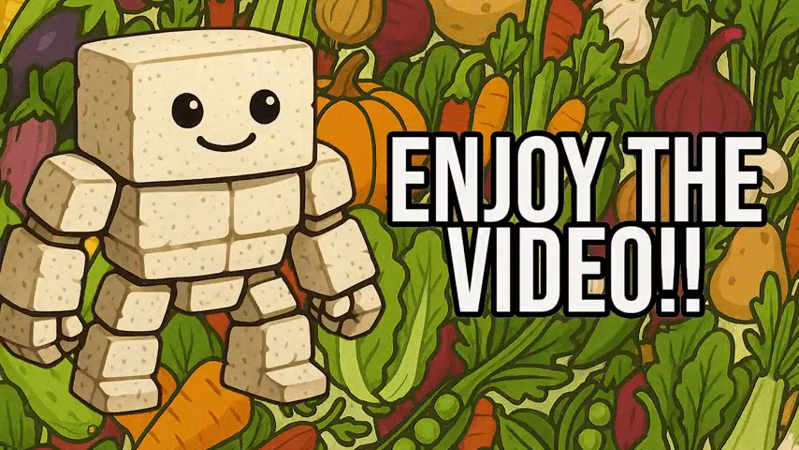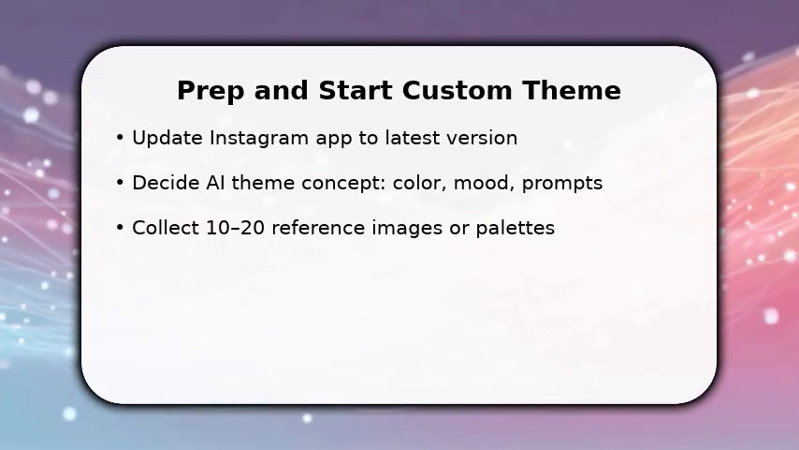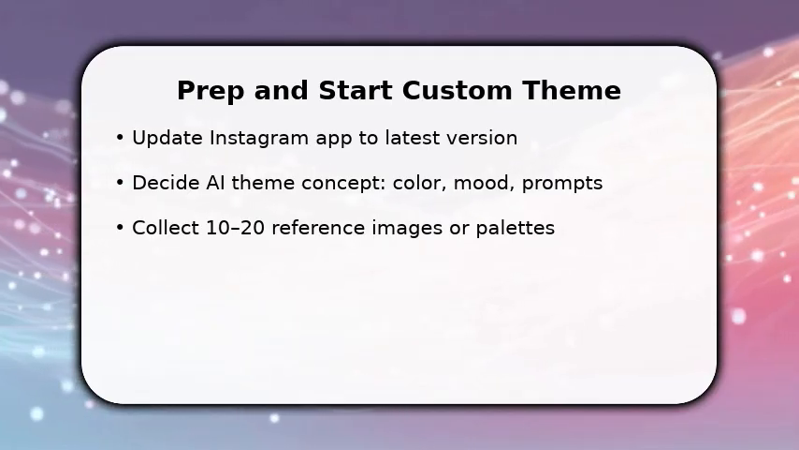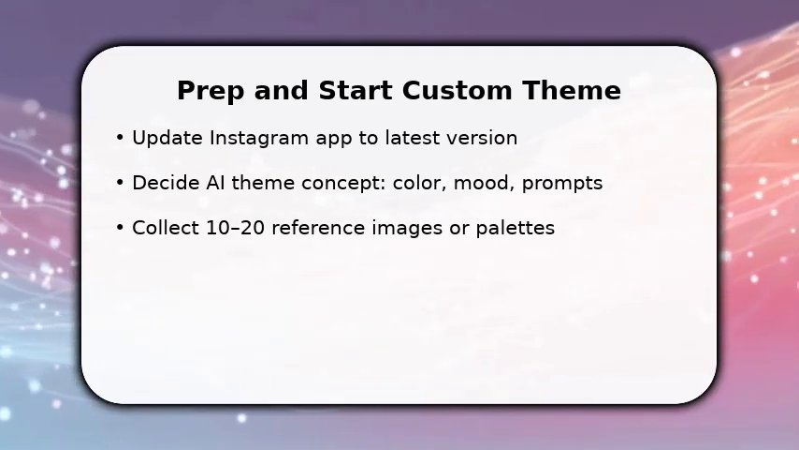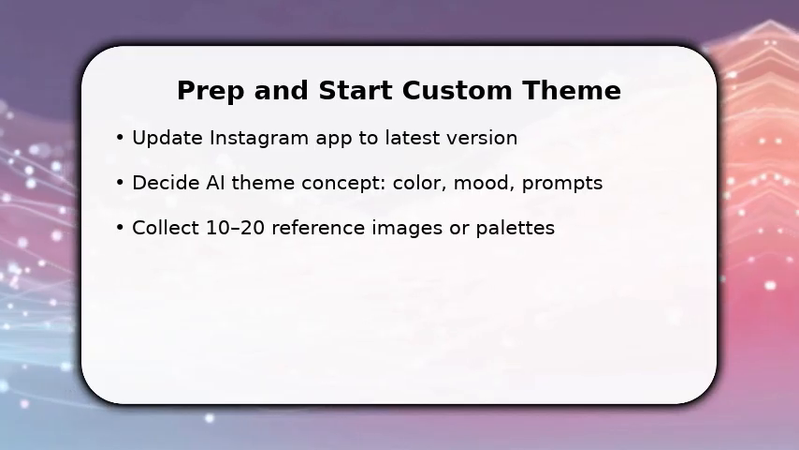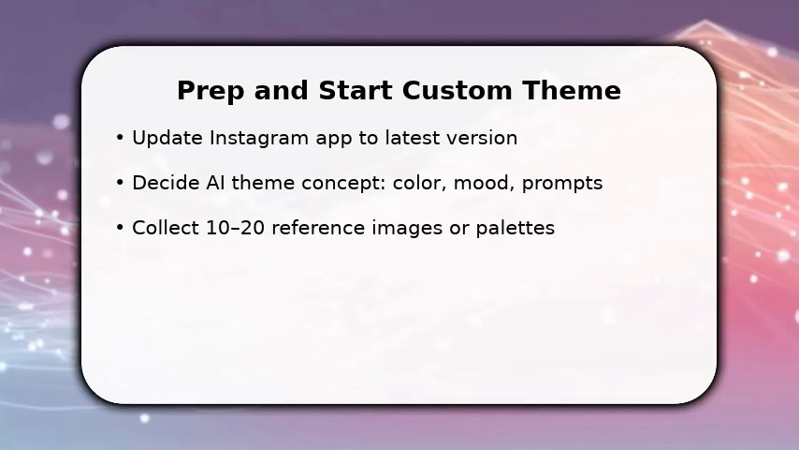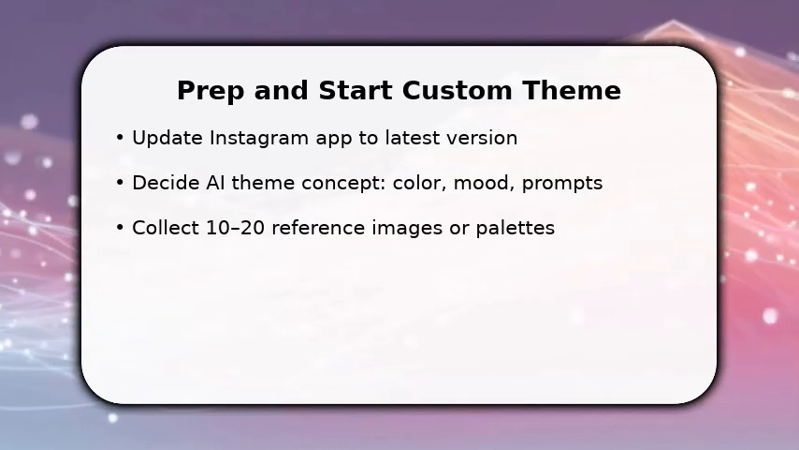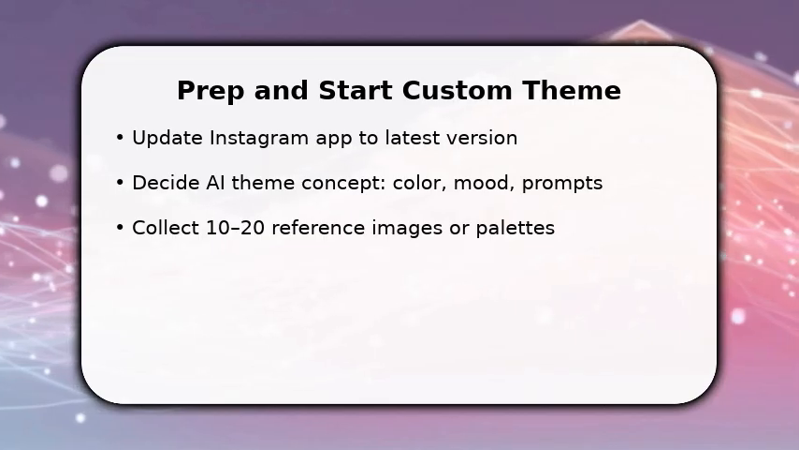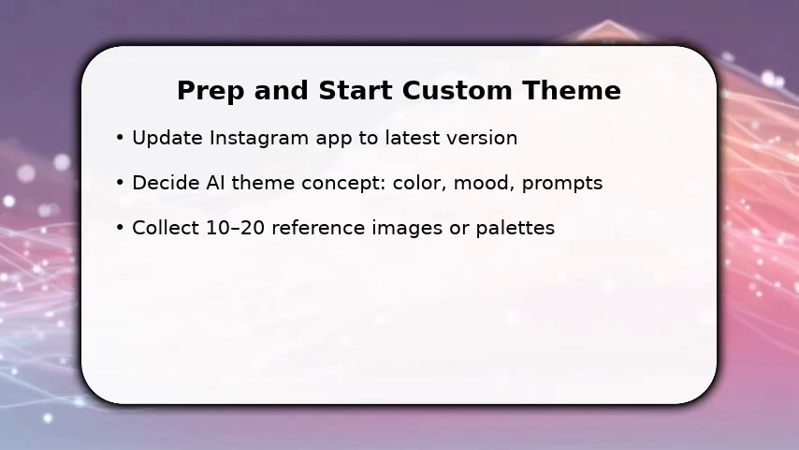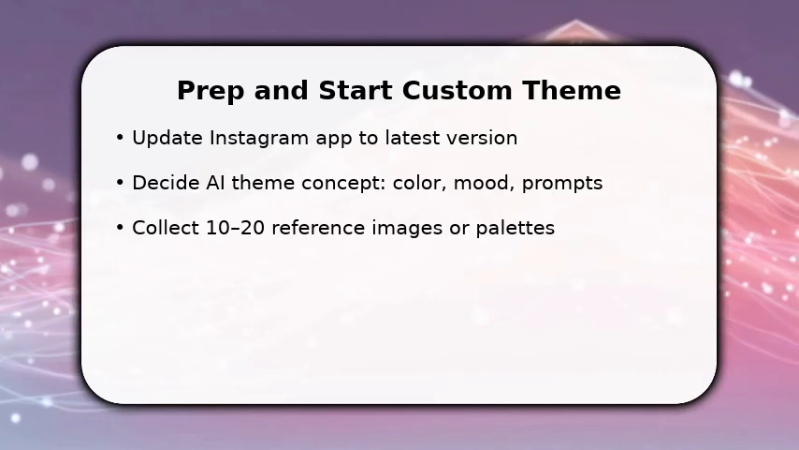Please enjoy the video. You begin by ensuring the Instagram app is updated and your account is ready. This avoids missing new customization tools. Open a note with your AI theme concept so you can copy prompts fast. Once done, gather 10 to 20 reference images or a color palette. These guide the generator and keep visuals consistent.